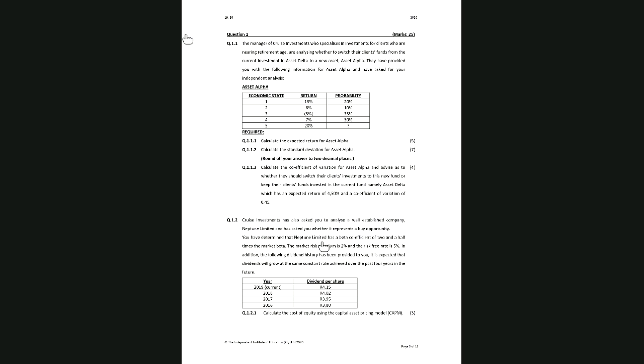So your 1.1.1, calculate the EV or expected return for asset alpha for 5 marks is relatively simple. The tricks for those 5 marks are going to be that you know what you have to use for the probability for alpha, and that you please remember that the return for 3 is negative. So you work out the individual weighted returns, you add up, and then the answer of the 5 added together will then be your expected value.